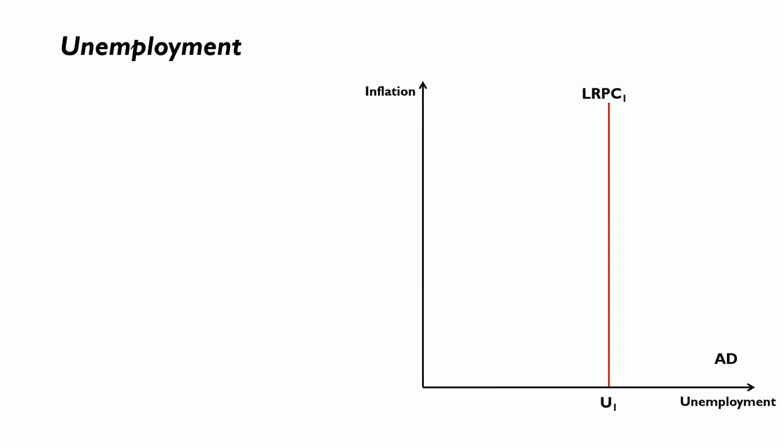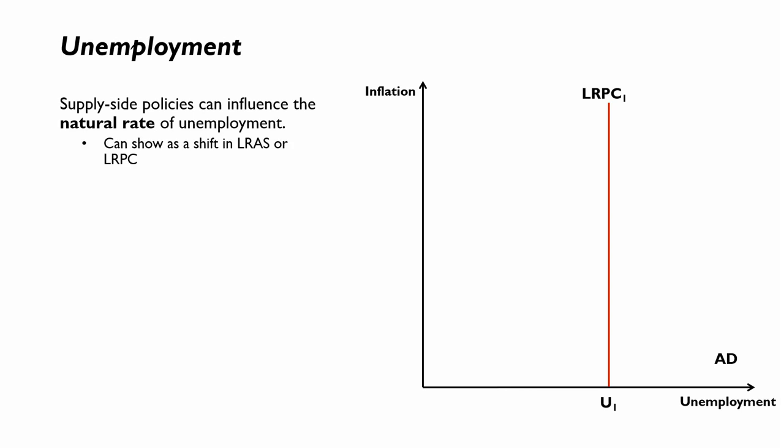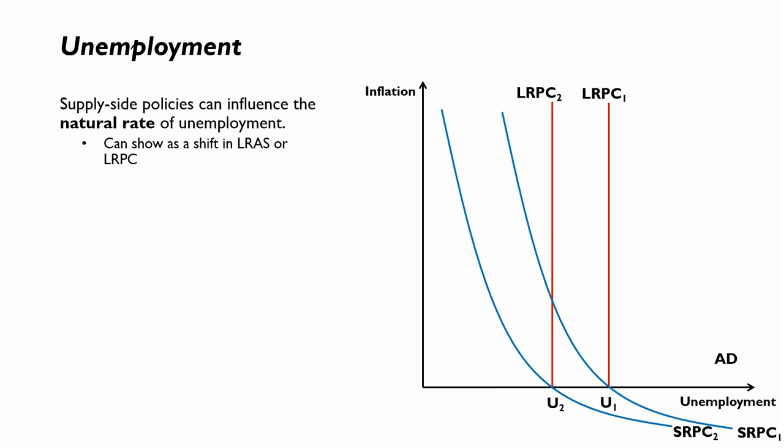What about unemployment? Well, supply-side policies can influence our natural rate of unemployment. We can show this by shifting our long-run aggregate supply curve, or perhaps slightly better, by shifting our long-run Phillips curve inwards. So the natural rate of unemployment is decreased. The rate of unemployment at which we have low inflation is decreased. We can draw it just as the diagram on the screen, or we can also whack in our short-run Phillips curve just to make it that much more sophisticated to show the examiner we know what's going on in this diagram.